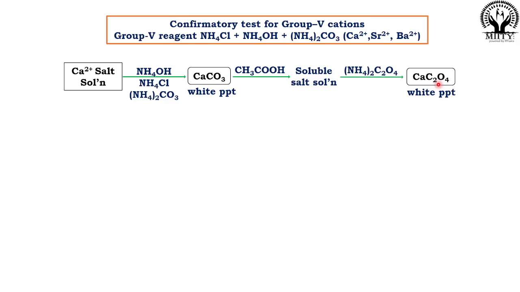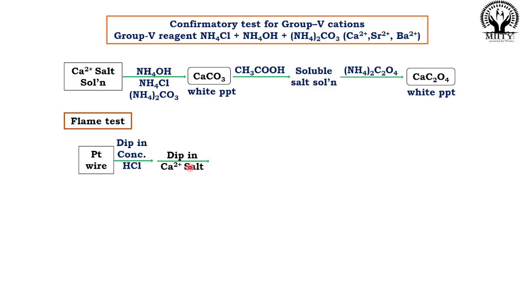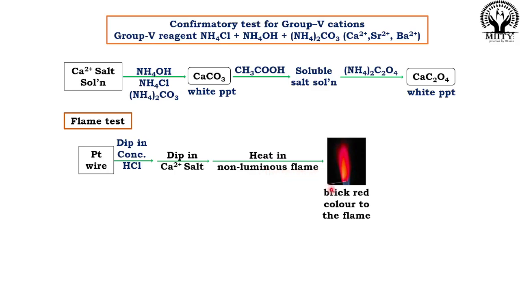Finally, it forms white PPT of calcium oxalate. It confirms the presence of calcium. So we can do one more confirmation test, flame test. In the flame test, we take the platinum wire, we dip it in the conc. HCl, and then we dip in the calcium salt, and then we heat in the non-luminous flame region. If we observe brick red color of the flame, we can confirm it is calcium.